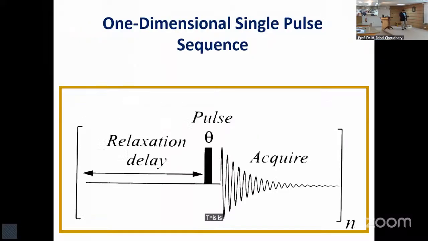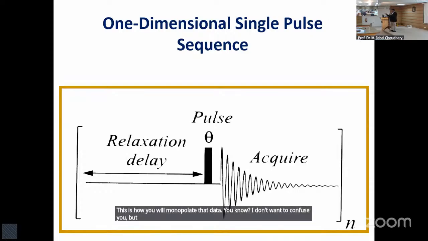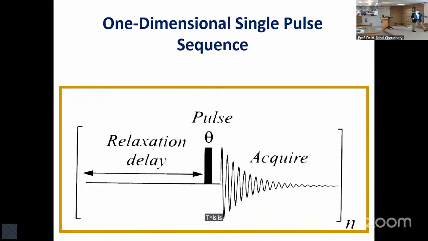This is FID, right? Free induction decay. And this is the time domain signal. There are so many methods available, which are called mathematical processing. Nothing to do with hardware. This is how you manipulate that data. I don't want to confuse you, but this is the head of the FID. And this is the tail of the FID.